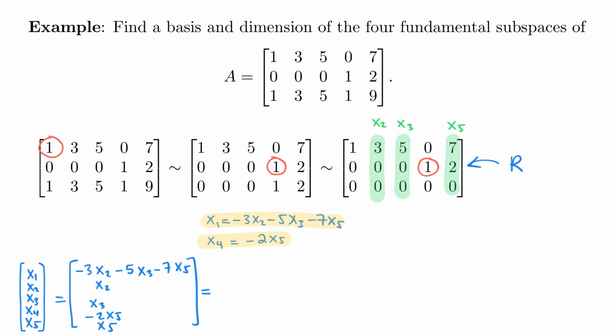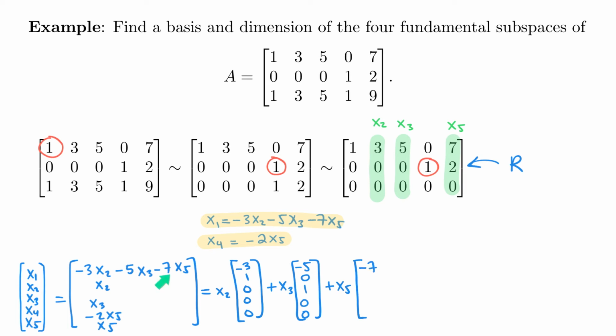We can split this up into 3 vectors, one that is multiplying x2, which has entries minus 3, 1, 0, 0, 0, one that is multiplying x3, which has entries minus 5, 0, 1, 0, 0, and the last one, which is multiplying the free variable x5, which has entries minus 7, 0, 0, minus 2, and 1.